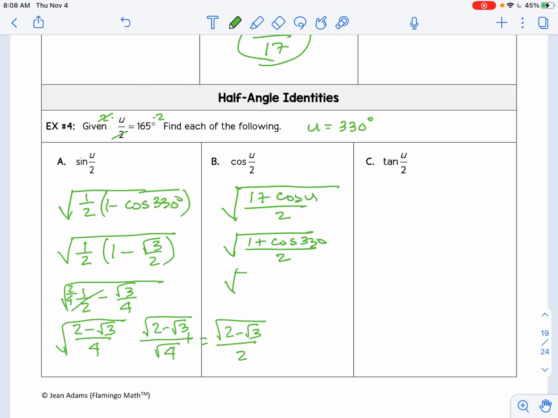This just gets a little uglier here, right? So what does cosine of 330 equal? Same thing all the way around. I guess I erased my picture down here, so 330 all the way around. The cosine for that, again, would still be root 3 over 2. So for this one, it just gets a little uglier. 1 plus root 3 over 2, over 2. And this square root still comes down and captures all that. Okay, let me hop over here then.